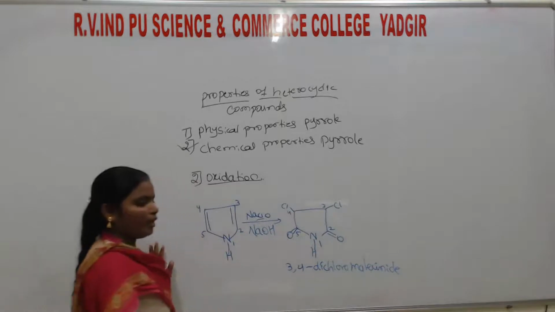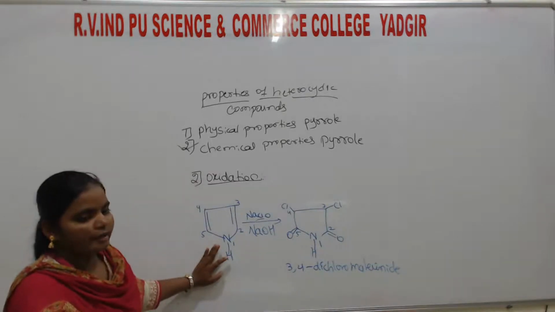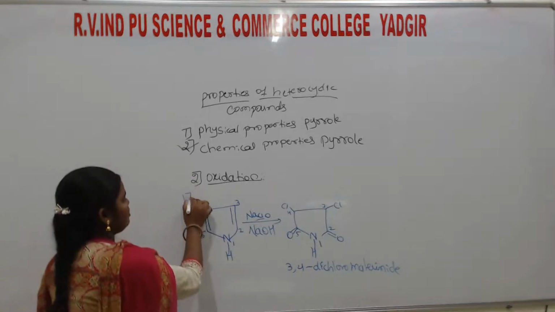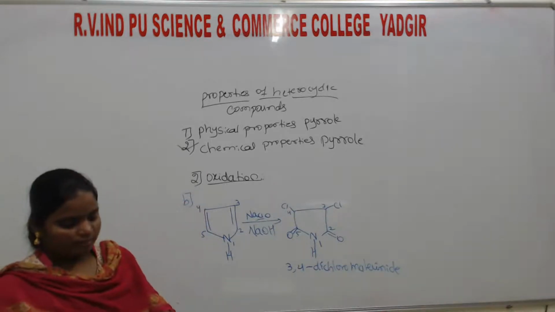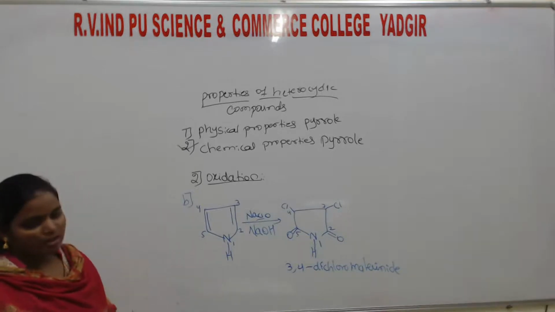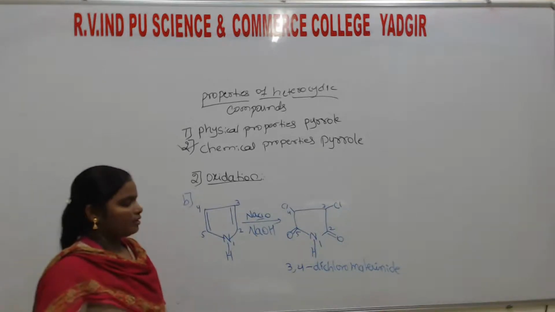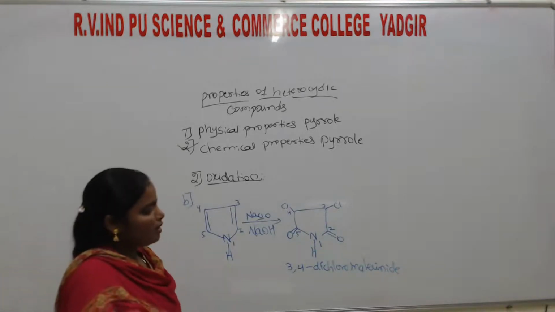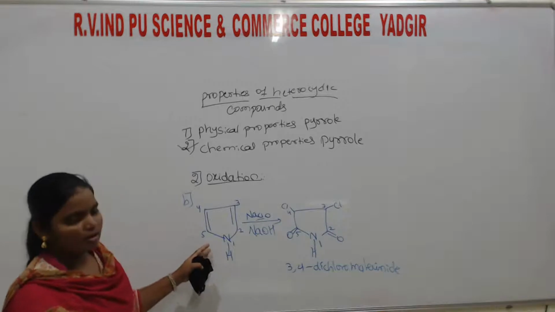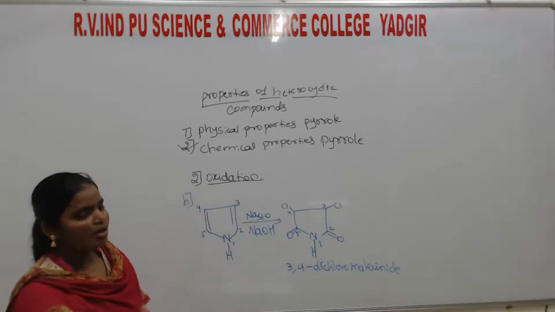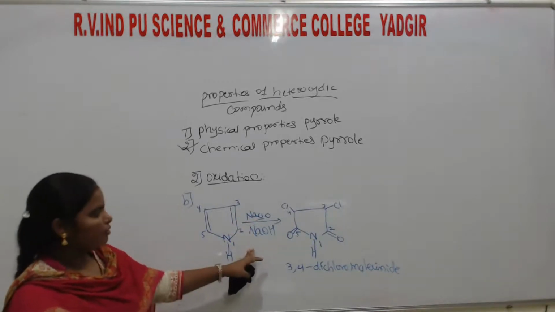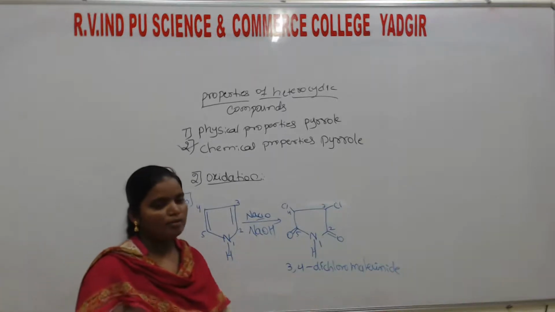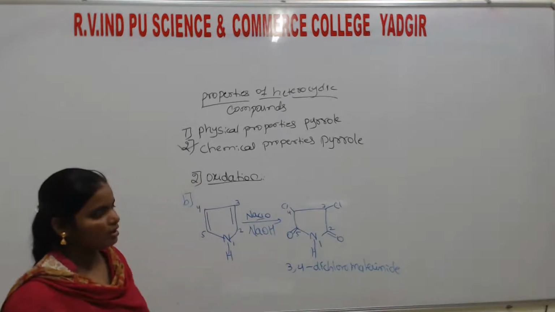This is the product on oxidation of pyrrole. This is the B reaction. In the A reaction, pyrrole is oxidized with chromium trioxide in acetic acid, and the formation is maleimide. Here pyrrole is oxidized with sodium hypochlorite in the presence of NaOH to form 3,4-dichloromaleimide. This is the second oxidation reaction.